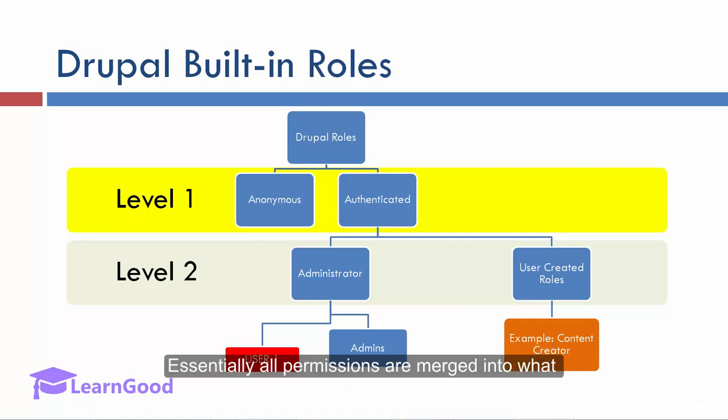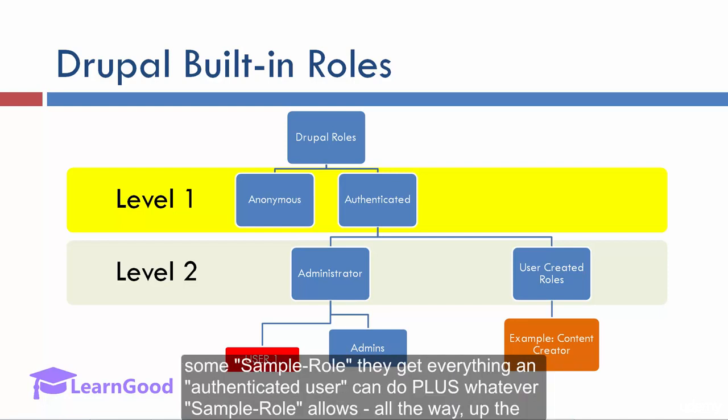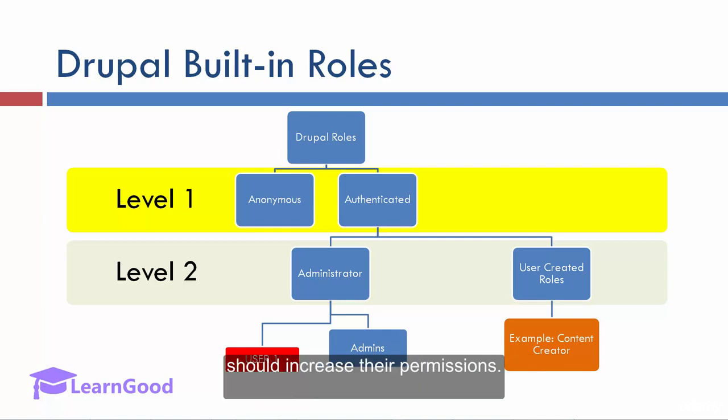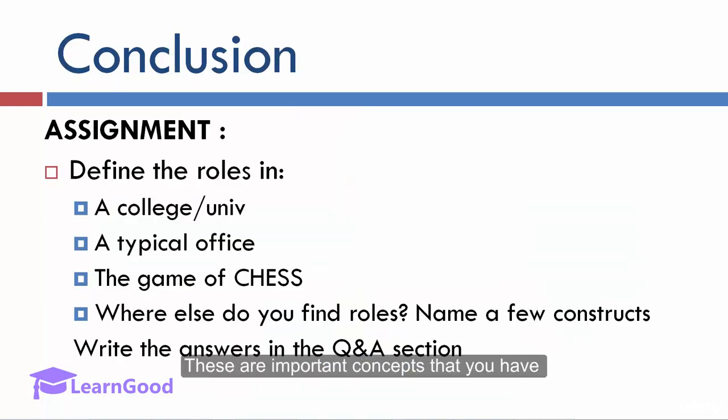Essentially, all permissions are merged into what the user experiences. So, if a user is logged in as some sample role, they get everything an authenticated user can do, plus whatever the sample role also allows, all the way up the hierarchy. So, if you want some users restricted from something, the authenticated user should be the lowest level of permissions and other roles should increase their permissions up the hierarchy. These are very important concepts that you have learned in this lesson.